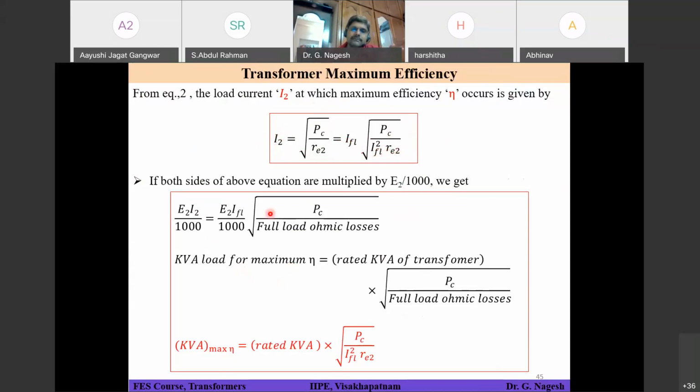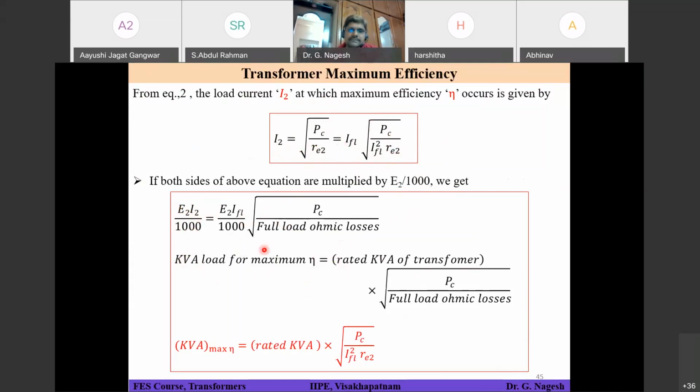Similarly, I am trying to find out kVA corresponding to maximum efficiency. So how to do that? kVA means kilo, that's why I'm dividing by 1000, and the secondary rated voltage is E2. So I am simply multiplying this expression with E2 by 1000 on both sides, and I am going to get this expression. This is called the kVA load for maximum efficiency, because I2 is the current corresponding to maximum efficiency. When I multiply with E2 and divide by 1000, it becomes kVA for maximum efficiency.